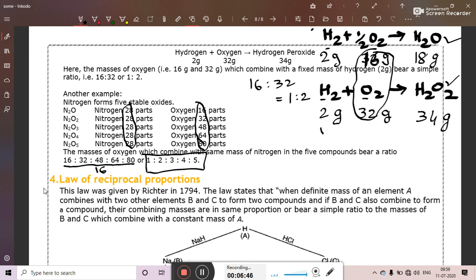Now next law is law of reciprocal proportion. This law was given by Richter in 1794.